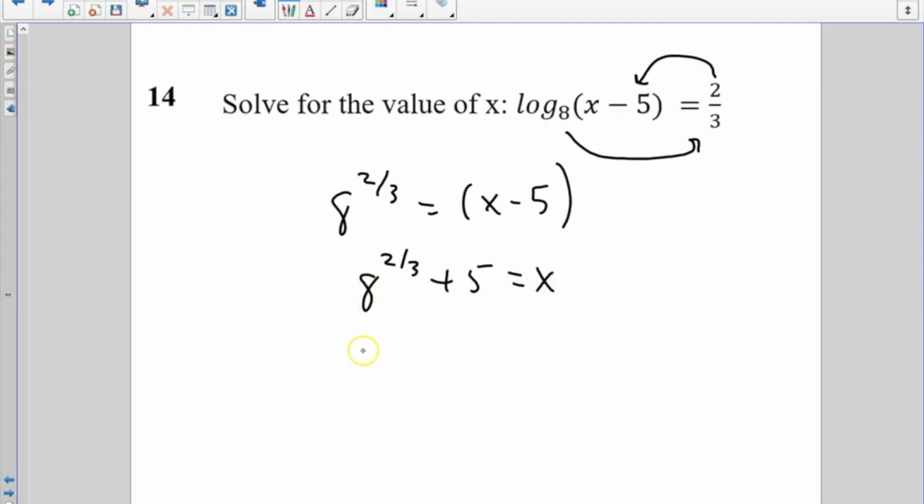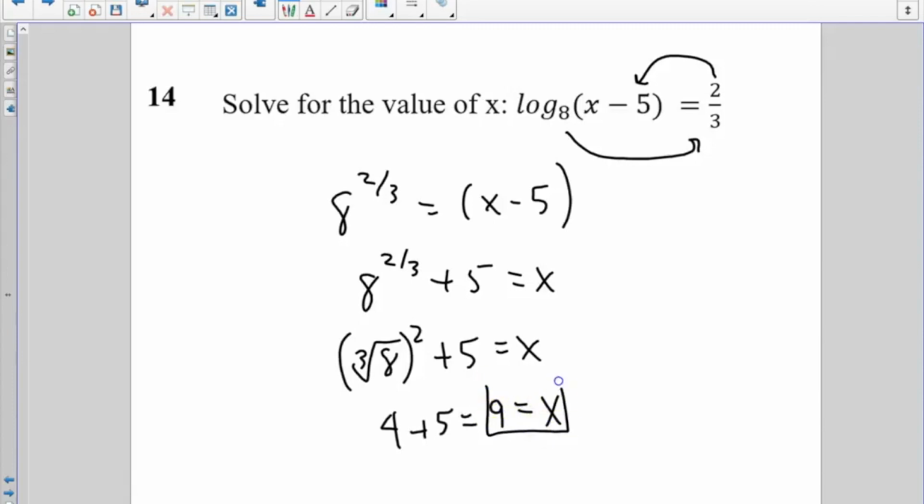I know that this can be rewritten as the cube root of 8 squared plus 5 is equal to x. I know I can plug this into my calculator, but I'm just going to work this out. The cube root of 8 is 2, because 2 times 2 times 2 is 8. To the second power is 4. 4 plus 5 is equal to 9, which is equal to x. So x is equal to 9.